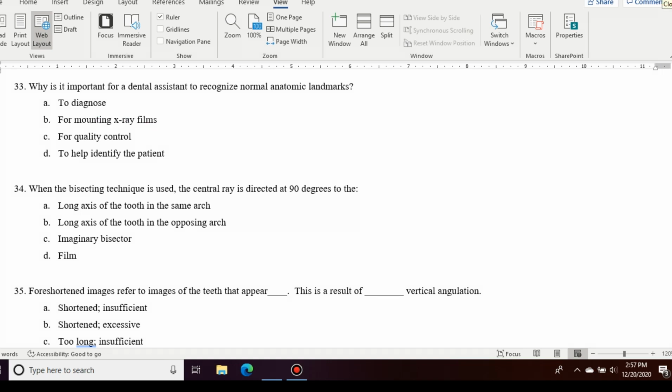34. When the bisecting technique is used, the central ray is directed at 90 degrees to the A, long axis of the tooth in the same arch, B, long axis of the tooth in the opposing arch, C, the imaginary bisector, or D, the film. Correct answer, C, the imaginary bisector.